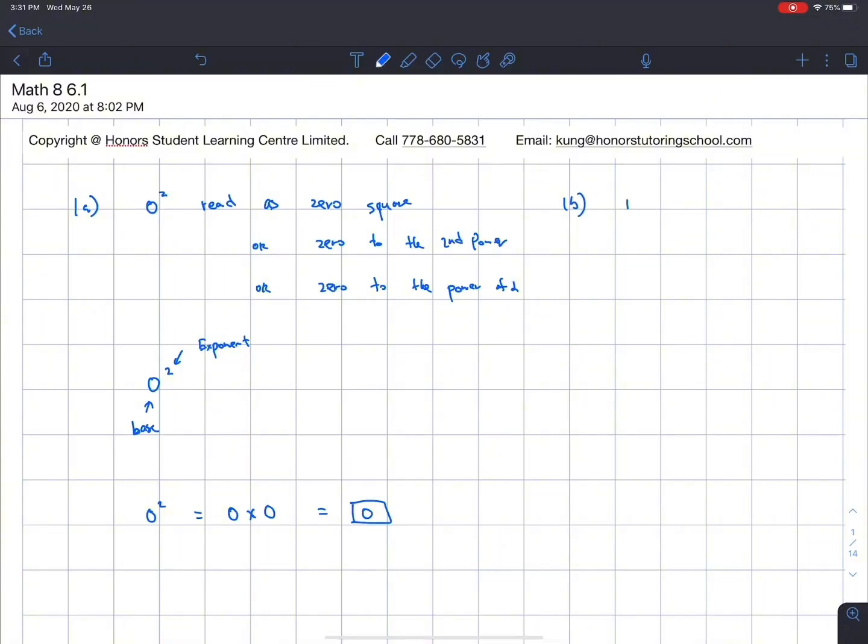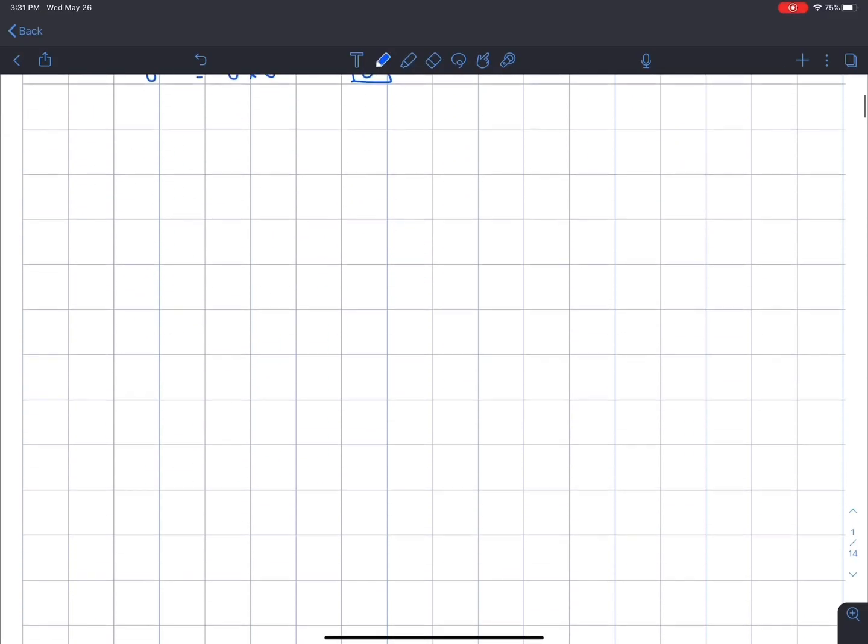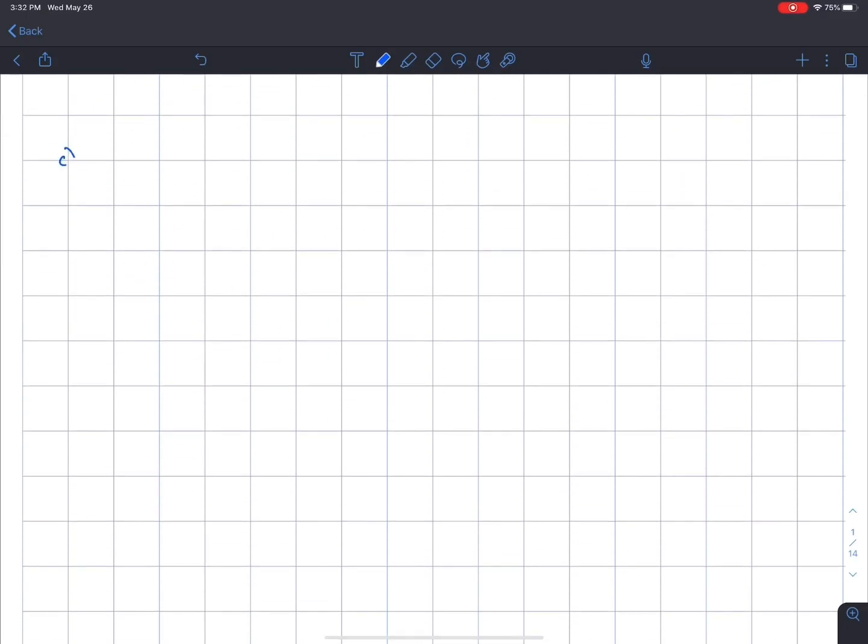1b. 1 square is 1 times 1. So 1 times 1 will just be 1. C. 2 square is 2 times 2. And 2 times 2 is 4. D. 3 square is 3 times 3. 3 times 3 is 9. E. 4 square is 4 times 4, and 4 times 4 is 16.